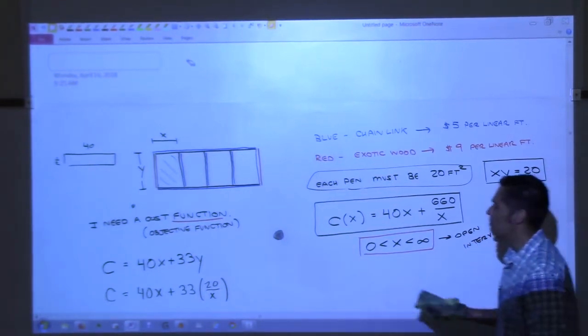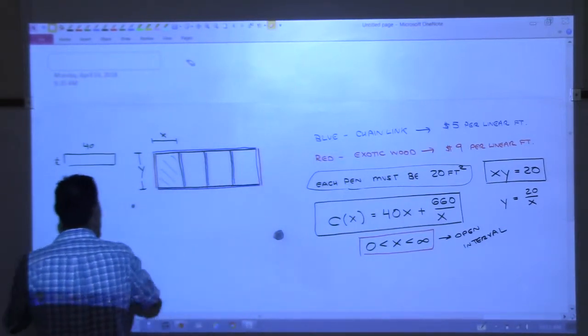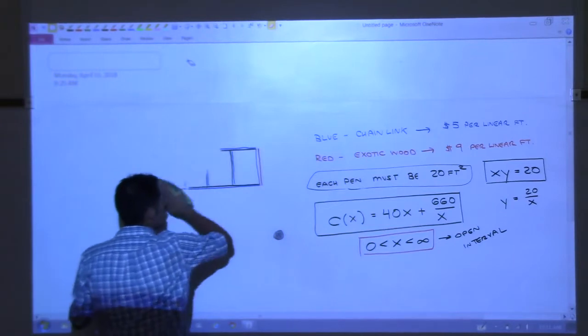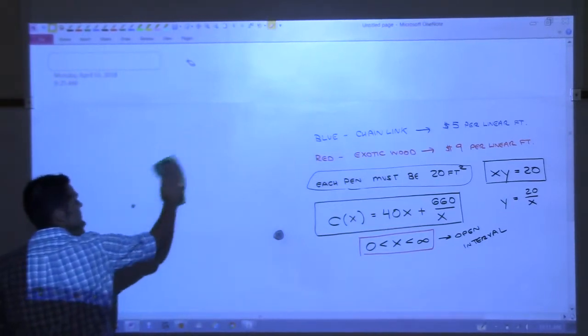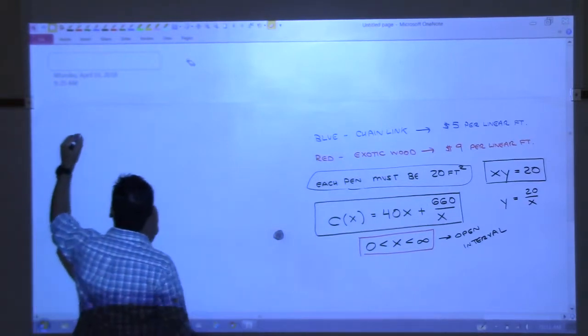All right, let's find the minimum of that function. So how do you find the minimum of that function? Local minimums. Take the derivative, set it to 0, right? All right, let's take the derivative of this function.